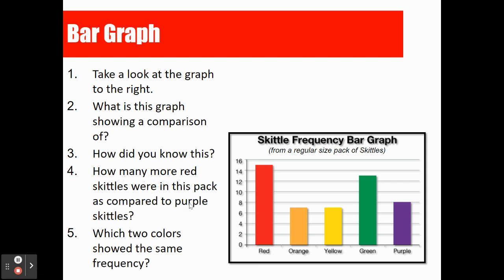How many more red are there than purple? Well, we have to look at the scale. It goes by twos. So if one's in the middle, 15, there's 8 purple. So there are 7 more reds than there are purple. And frequency means, are there two bars that are the same height?